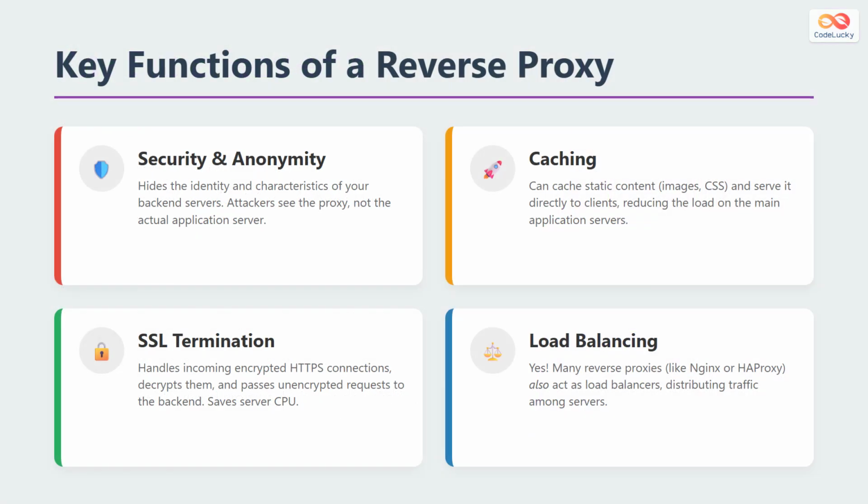Reverse proxies are powerful. They provide security by hiding your internal network structure. They can perform caching to serve static files faster without bothering the application server. They also handle SSL termination, meaning they decrypt incoming secure connections so your backend servers don't have to spend resources doing it.